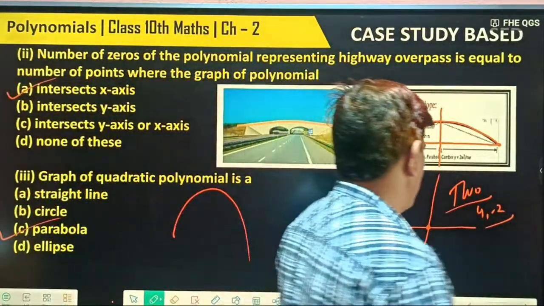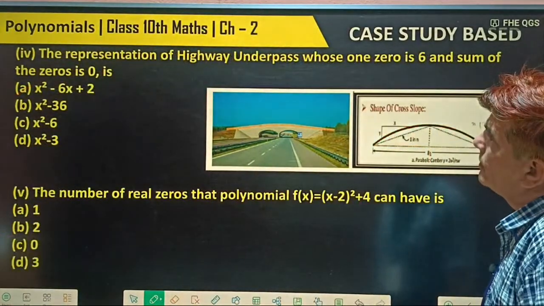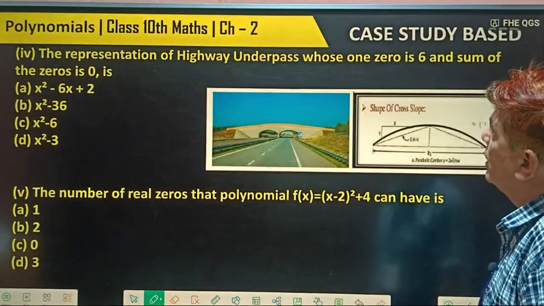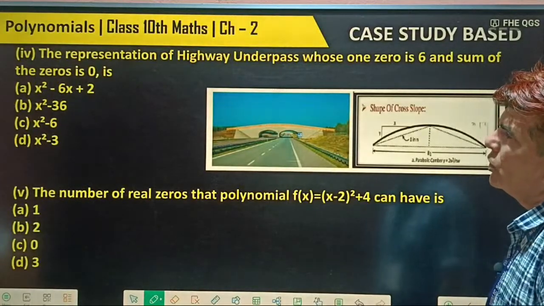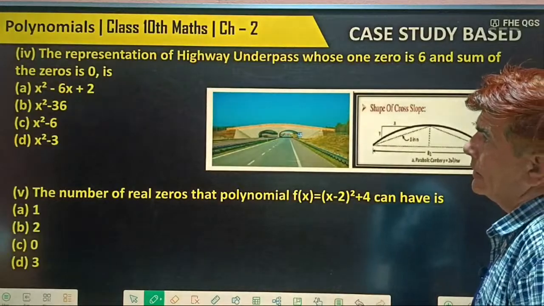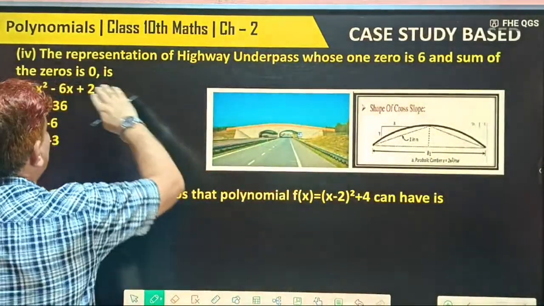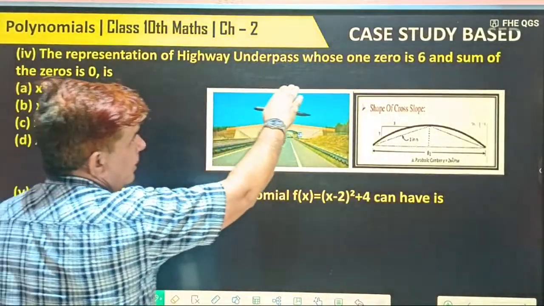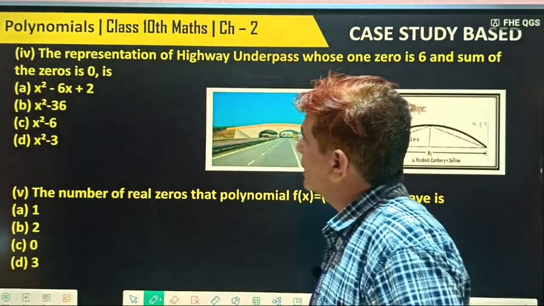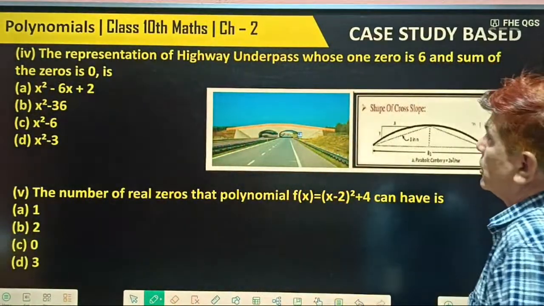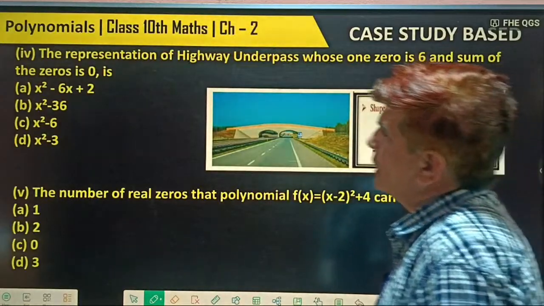So questions are very easy. Understood? Next, the representation of a polynomial whose one zero is 6 and the sum of the zeros is 0. Saying the representation, not this, another one like this: the representation of a polynomial whose one zero is 6 and sum of the zeros is 0.